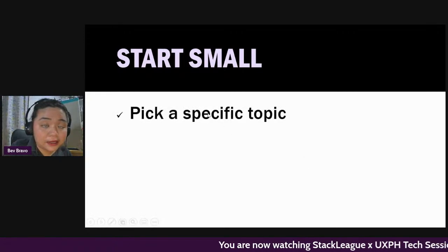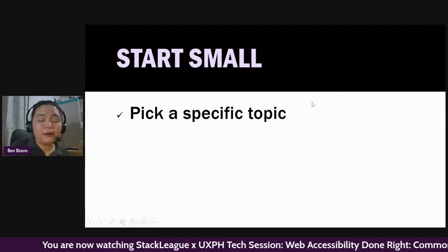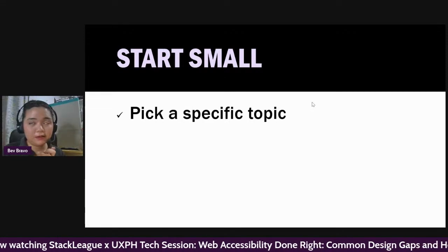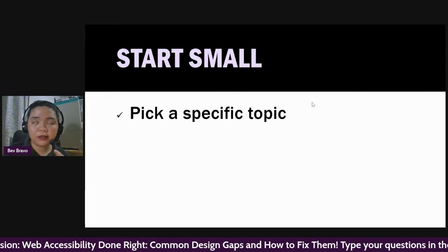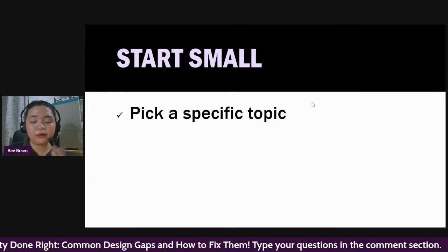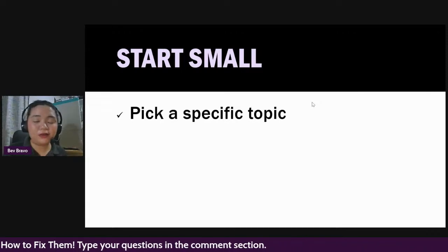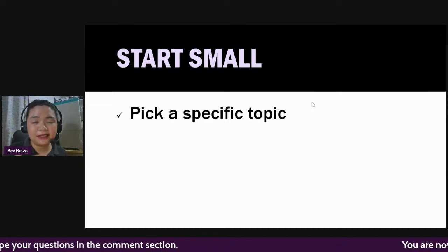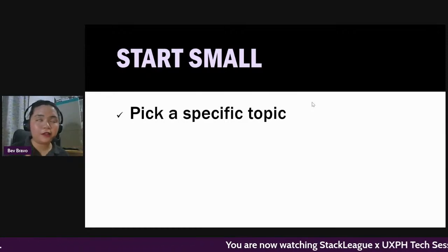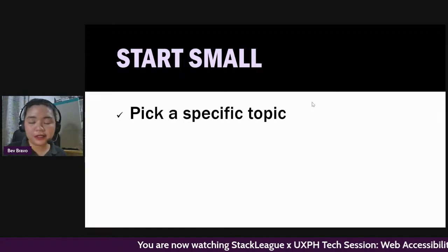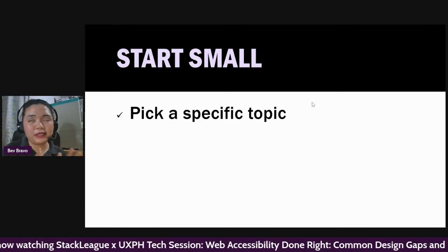First off is for you to actually pick a specific topic. So, for example, if you want to learn about image descriptions, because there's still a lot to learn about image description. Even I, as a web accessibility auditor, I'm still learning about accessibility, especially with other types of disabilities, because I can only speak for visually impaired people like me, but how about other disabilities? So there are still a lot of things to learn. So yeah, just pick a specific topic that you like about accessibility.